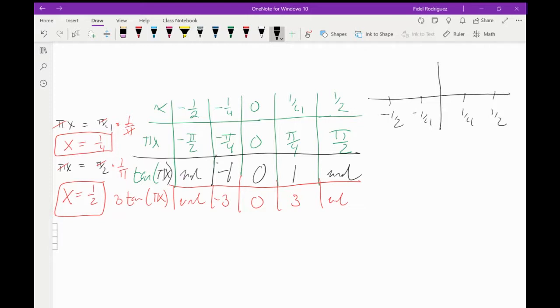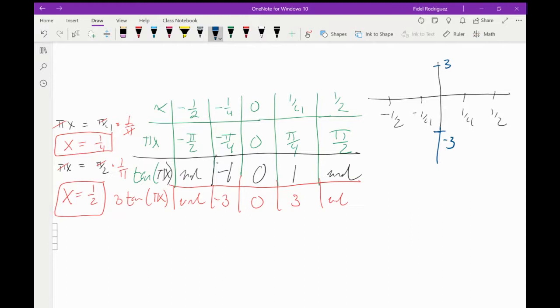And besides the undefined part, we're fluctuating between what 2 values? 3 and what's the other one? Negative 3. Okay. So you asked earlier, do you have to put the 1, 2, 3? No, you can go like this. You can say that's 3, and you can say that's negative 3.